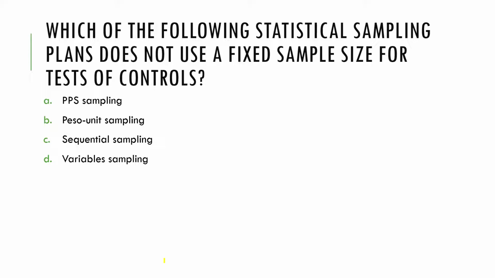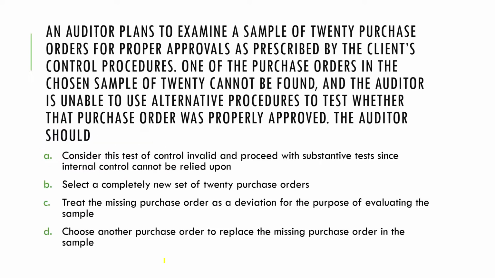Next, which of the following statistical sampling plans does not use the fixed sample size for test of controls? One of the two special types of sampling for test of controls. The first one, of course, is discovery sampling, which we normally use when there are indications or suspicions of fraud. The other one is stop or go sampling, where there is no fixed sample size and the auditor samples by tranche or by set. And after evaluating the results of the first set, the auditor will then decide whether to stop or to go. So stop or go sampling is also called sequential sampling. Don't confuse it with systematic, as they are both S, but stop or go is sequential sampling. So that should be Charlie for this number.